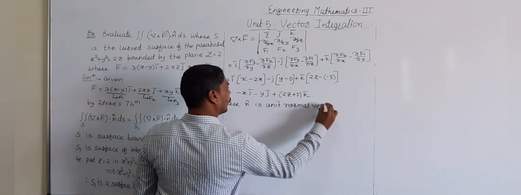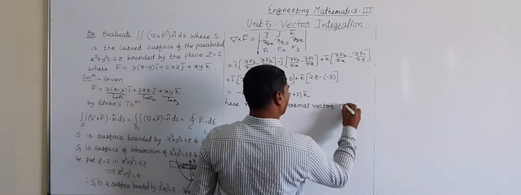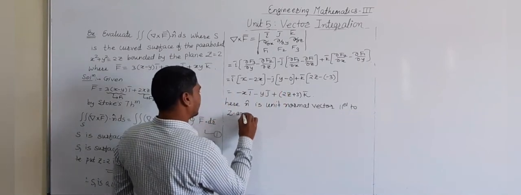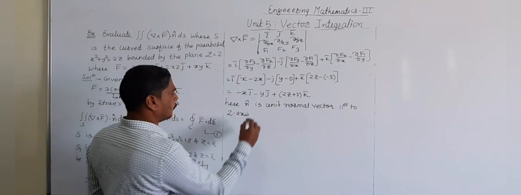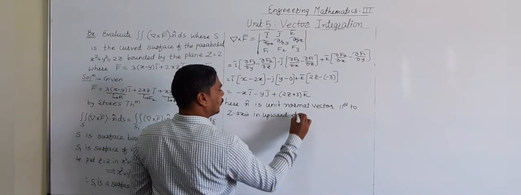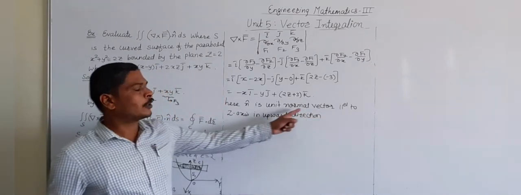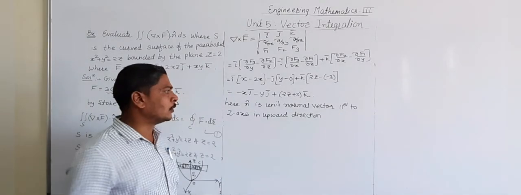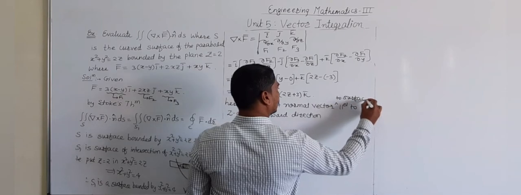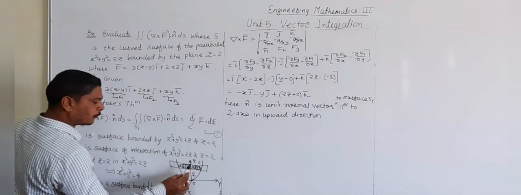normal vector parallel to z axis, in upward direction. So here n cap is a unit normal vector to surface S1, and which is parallel to z axis. Okay, this is our surface S1.